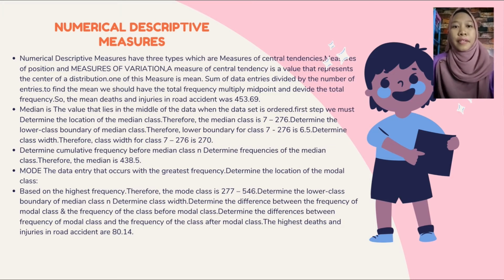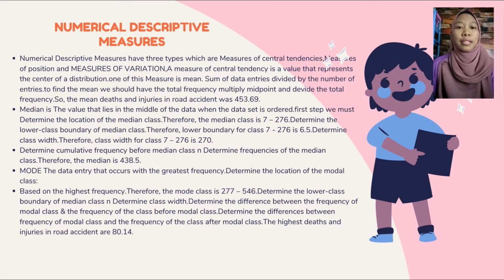I will explain about the numerical descriptive measures. Numerical descriptive measures have three types, which are measures of central tendency, measures of position, and measures of variation. A measure of central tendency is a value that represents the center of a distribution. One of these measures is the mean, the sum of data entries divided by the number of entries. To find the mean, we multiply the frequency by the midpoint and divide by the total frequency.